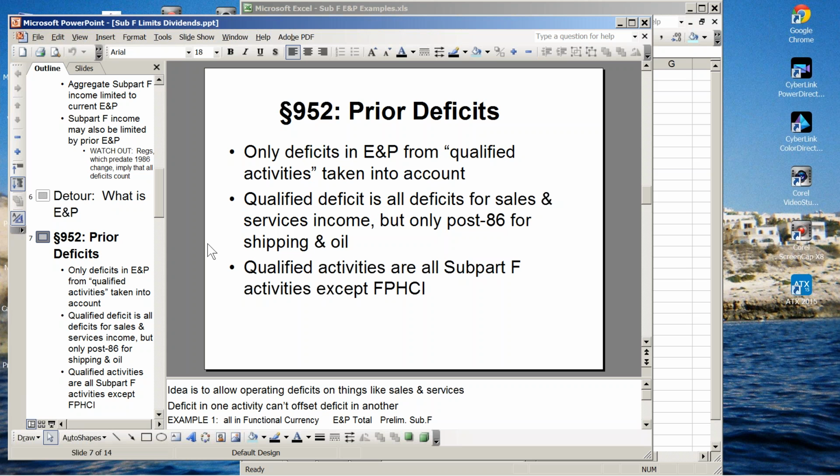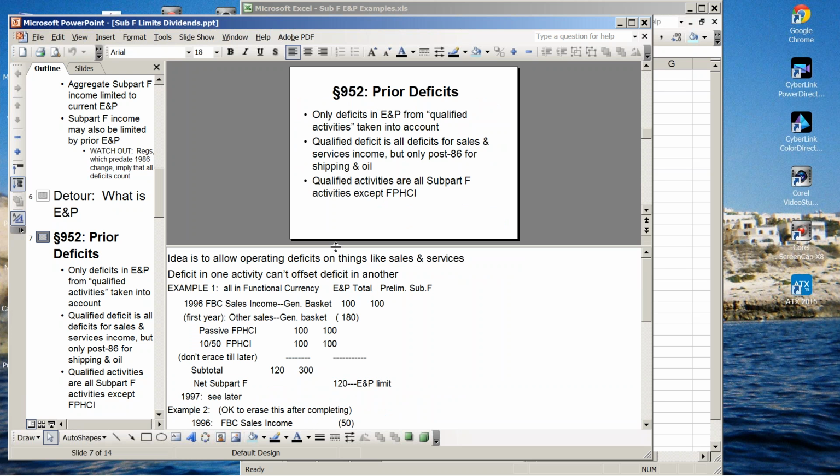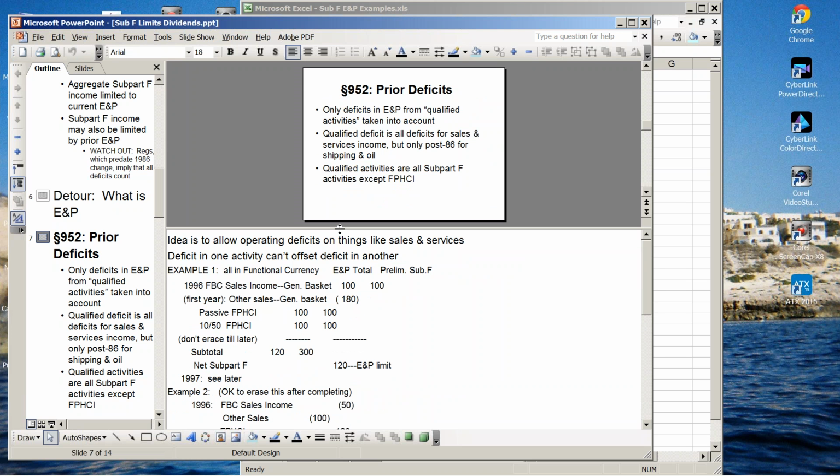Qualified deficits are deficits for sales and services income in the same company. And you have to look at the rules for what is a qualified activity to see whether a deficit from a prior year can be used to offset current year Subpart F income. I'm going to skip this example. I've distributed it in the notes pages so you can look at it. This is one I cover in the specialist class. For this class, I think it's important that you know prior deficits can be used.